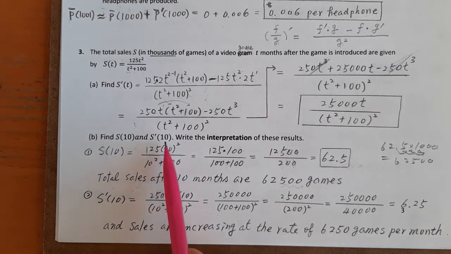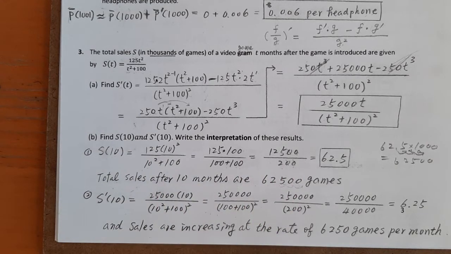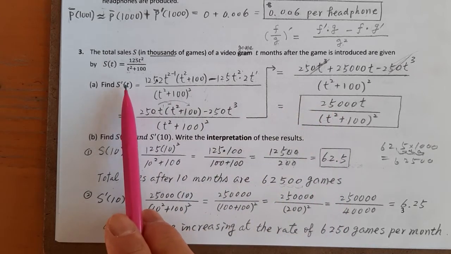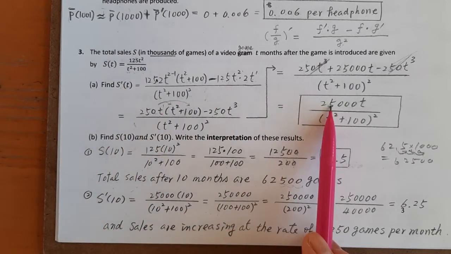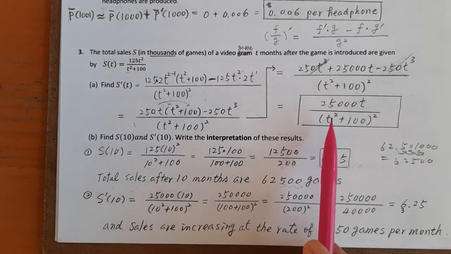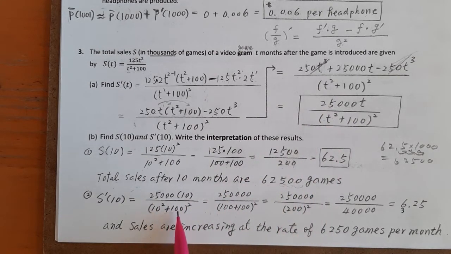Then figure out S prime of t. When t months, then the next increase is by how much each month? So it's S prime of t. Put it into the S prime function: the first derivative, the instantaneous rate of change, S prime of t equals 25,000 times t, plug in 10, over (t squared plus 100) squared.